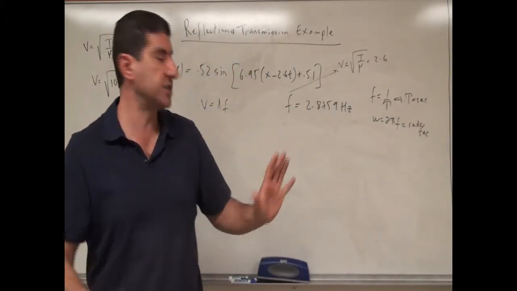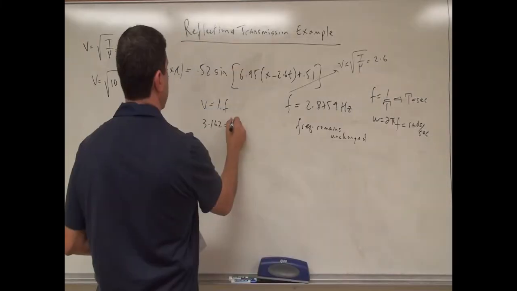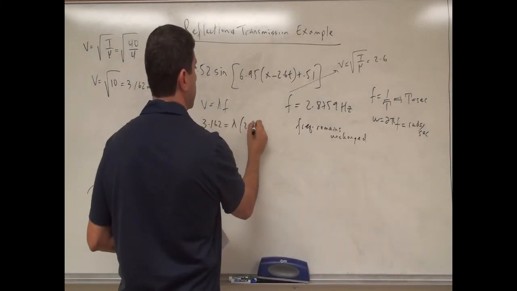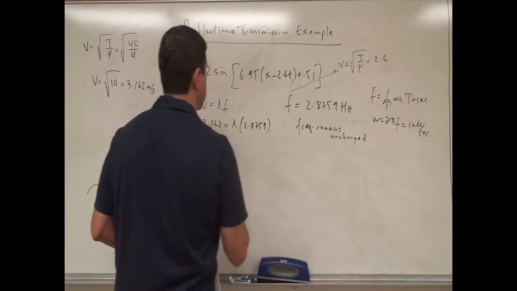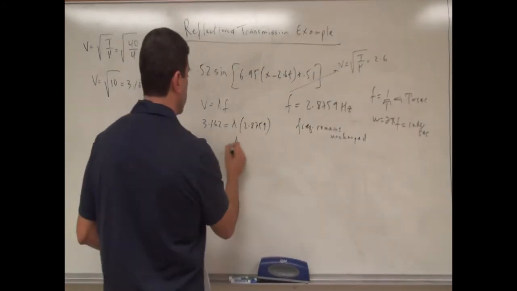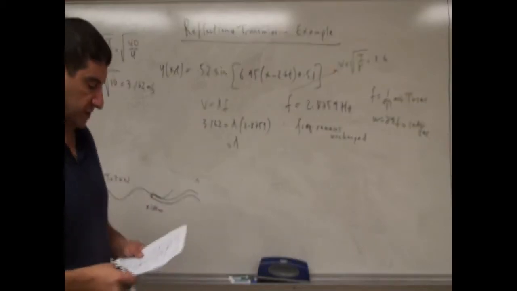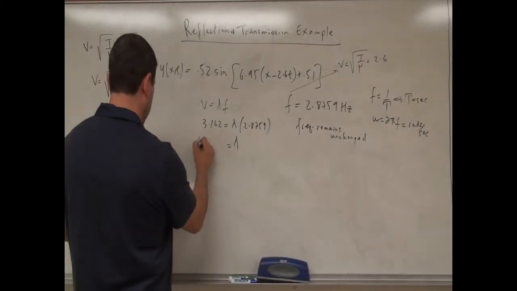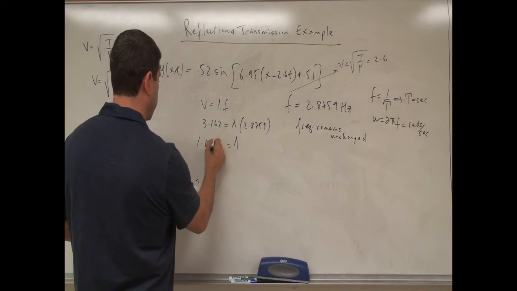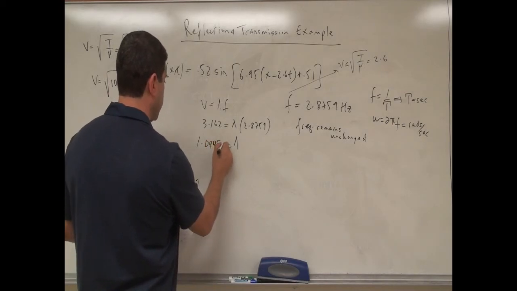Okay, frequency remains unchanged. Frequency is 2.8759, right? And therefore, since the velocity of the wave increases, the wavelength of the wave increases too. So we calculate this, we get 1.0995 meters.